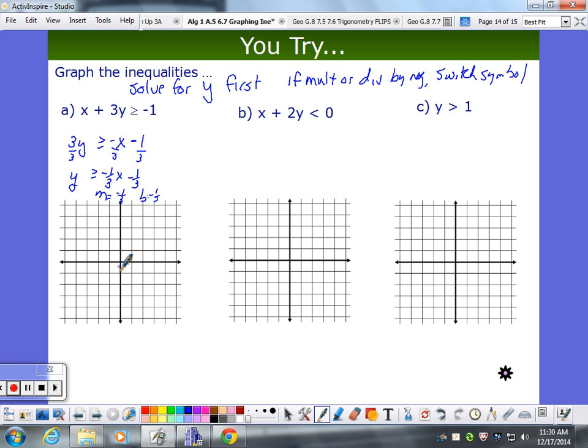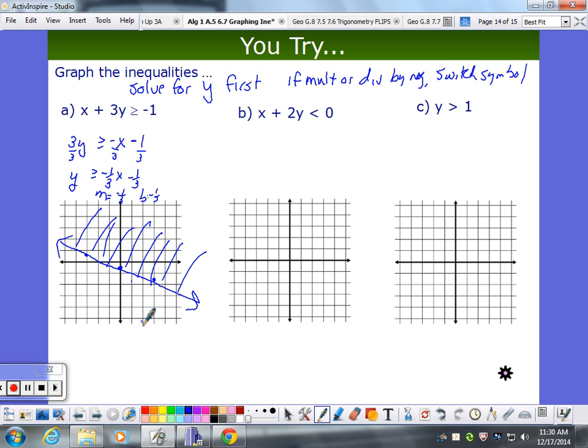All right. So 1/3 is about here, right? Negative 1/3. So this says either go down one, right three. 1, 2, 3. Or up one, left three. So up 1, 1, 2. Something like this, right? Do I make a solid or dashed line here? Solid. Solid because equal, so these are all part of the solution to this inequality. And then I have to decide, do I shade above or below? Above.